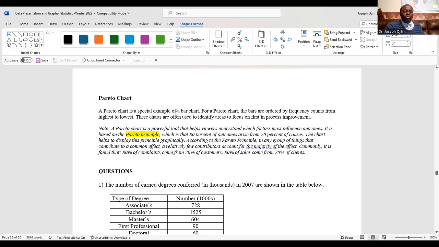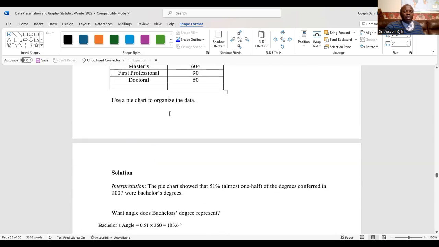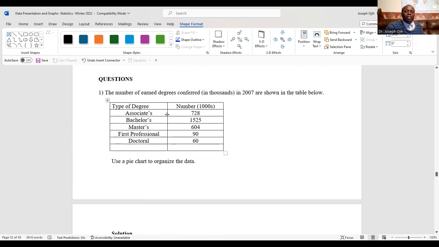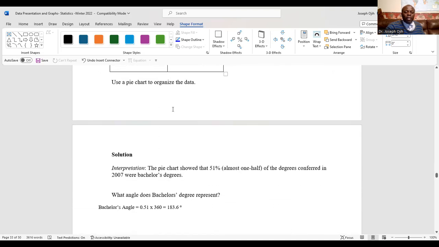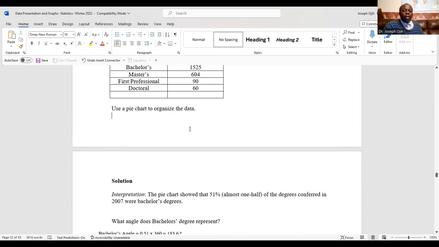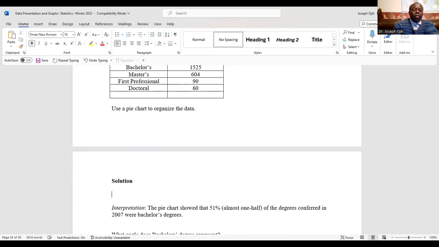Let's do one example. Let's do the pie chart. We can probably finish the pie chart. Now the pie chart, like I said, is a circular graph, and it's based on a principle from your high school maths: the angle sum of a circle is 360 degrees. Let me write it down here.